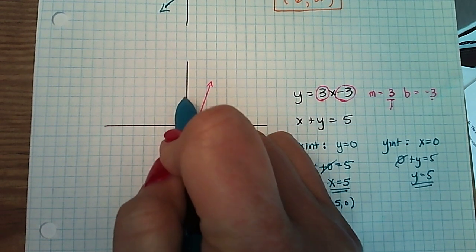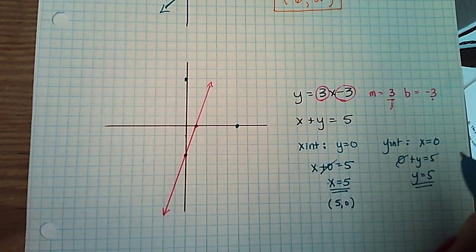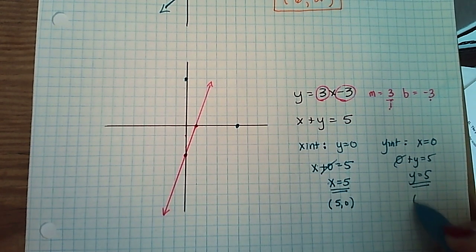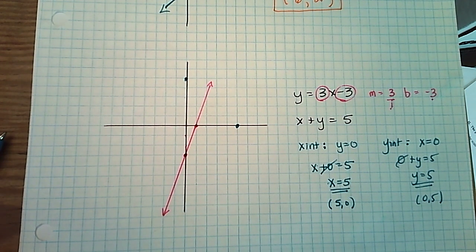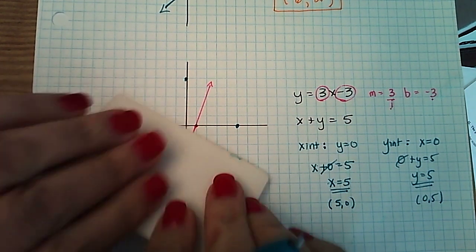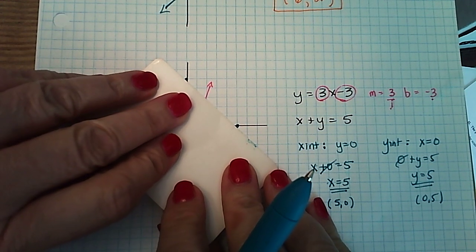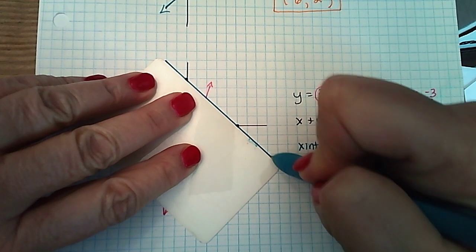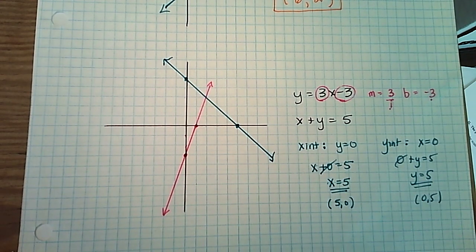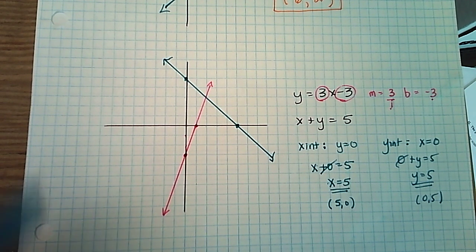So 1, 2, 3, 4, 5 up here. And again, right here, it's really 0, 5, but we don't have to write that because it's not the final answer. So now I take my handy-dandy straight edge. Ooh, almost made my other line not long enough. And I'm going to connect my 2 points. Again, on Delta Math, it's going to say to put 2 points, the x-intercept and the y-intercept. And it'll draw the line for you.